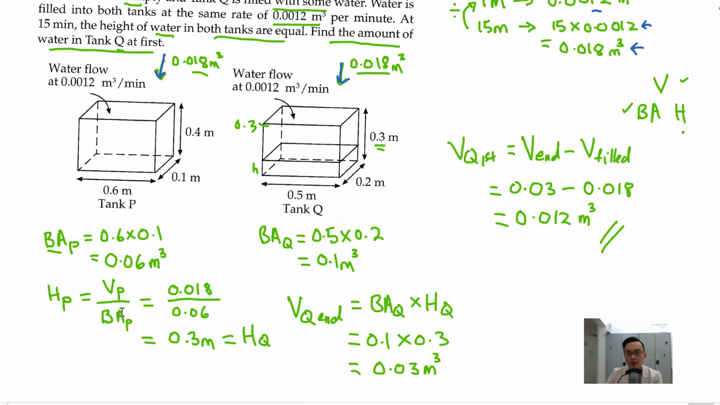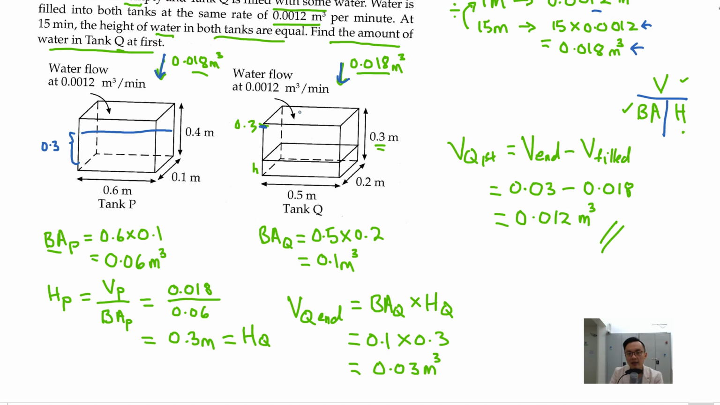Basically, if you look at the formula over here, the height is the volume divided by the base area. So volume, I know it's 0.018 divided by the base area, which is 0.6 times 0.1, and that's 0.3. So basically, my water ended up at 0.3. And I know that tank Q had the same height. So tank Q was also 0.3.